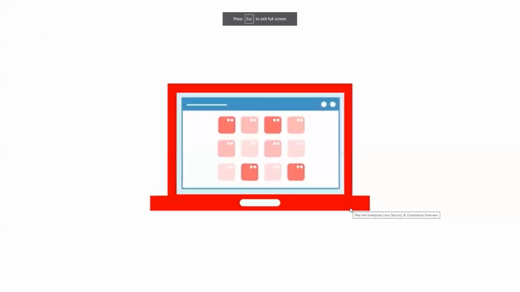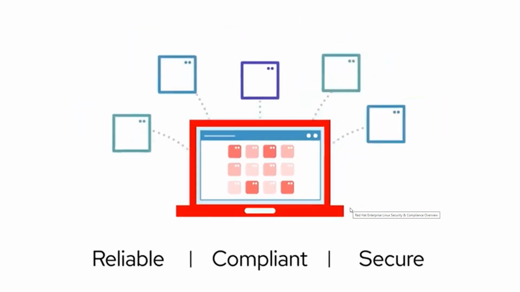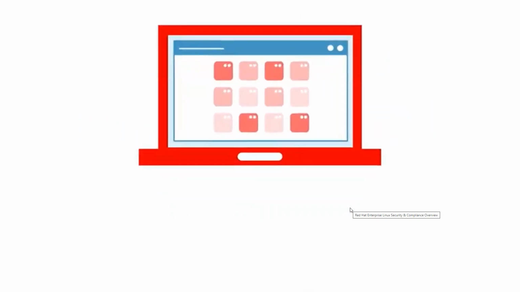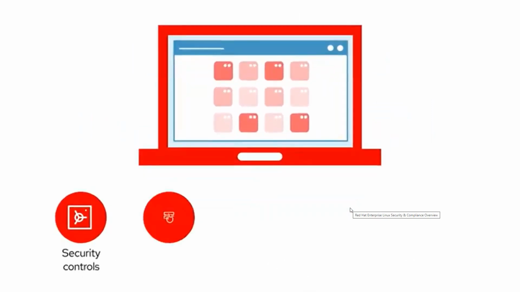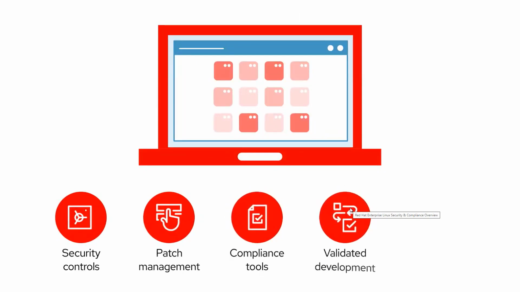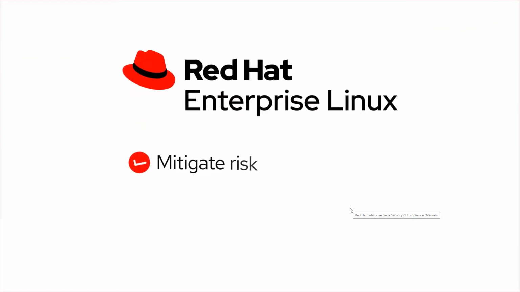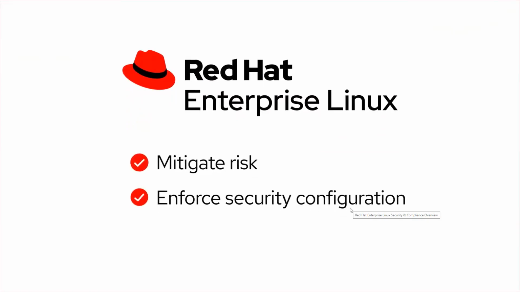As the foundation on which all applications are run, it is vital your operating system remains reliable, compliant, and secure. This means your operating system must provide consistent security controls, patch management, compliance tools, validated development, and privacy in the hybrid cloud. Red Hat Enterprise Linux provides all this, enabling you to mitigate risk, enforce security configuration, and streamline compliance.